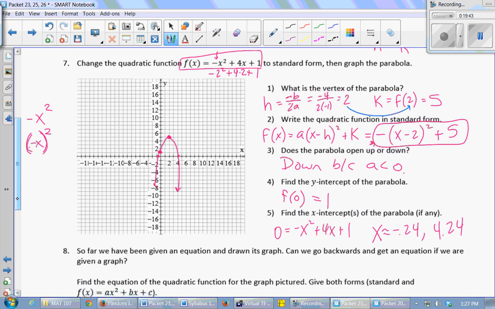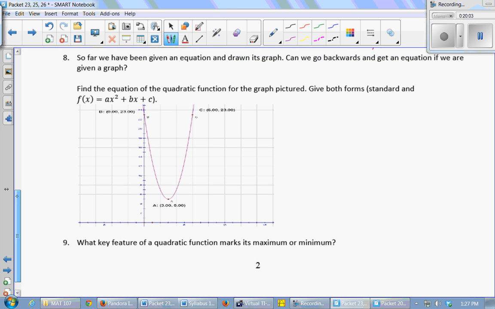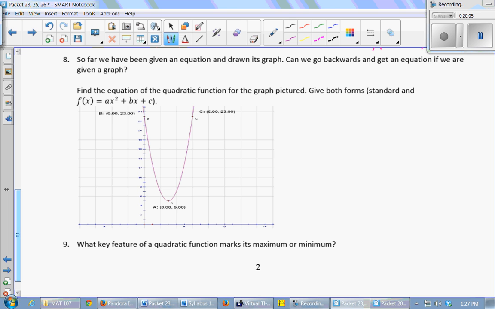Okay, so far we've been given an equation in 2 different forms. I can give it to you in standard form or the ax squared plus bx plus c form, and you can draw its graph, right? So that's what we've done so far. Given an equation, draw its graph, 2 different forms of an equation. But can we go backwards? If we give you the graph, can we come up with an equation?